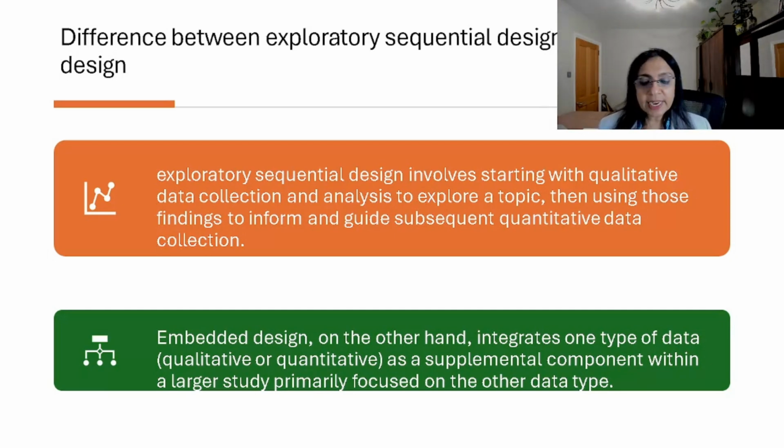Embedded design, on the other hand, integrates one type of data, qualitative or quantitative, as a supplemental component within a larger study primarily focused on the other data type. That is what embedded means. Embedding is something within a bigger framework. So that is the meaning.